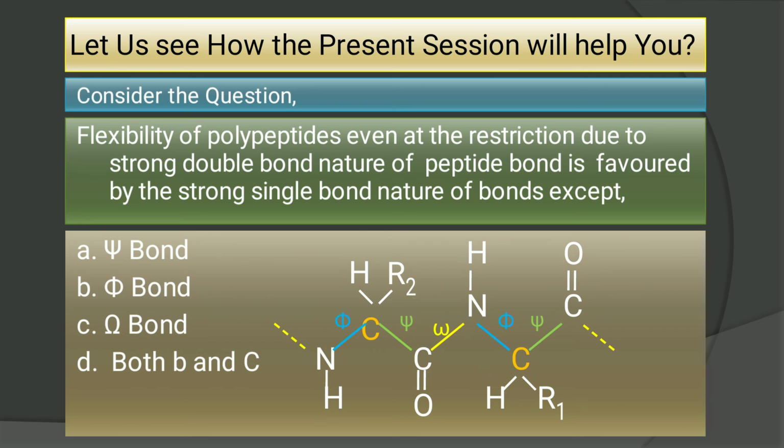C is the answer because the phi bond helps in free rotation, being the bond between the amino group and the alpha carbon, and the psi bond also helps in free rotation, being the bond between the alpha carbon and the carboxylate group. The omega is the peptide bond between two amino acids, which is of strong double bond nature and restricts the free rotation. So option C is the answer for this particular question.